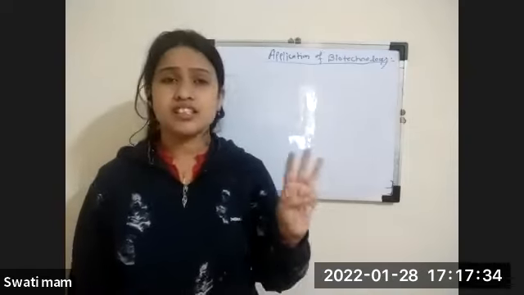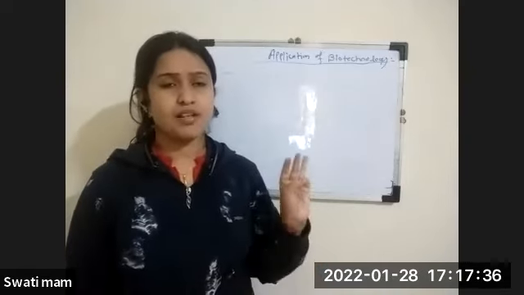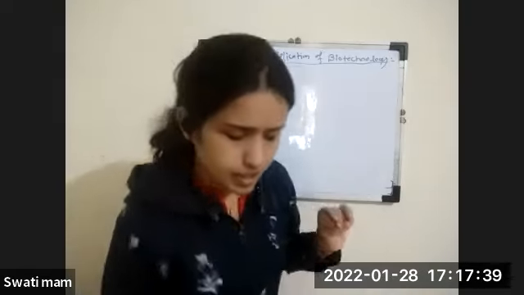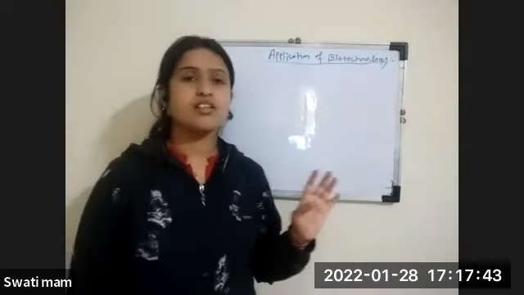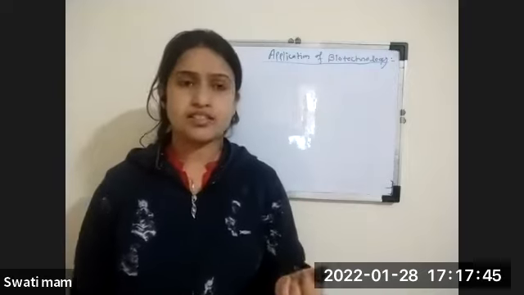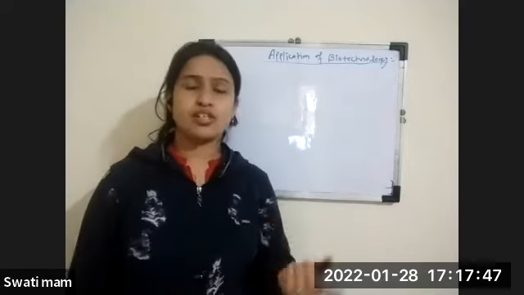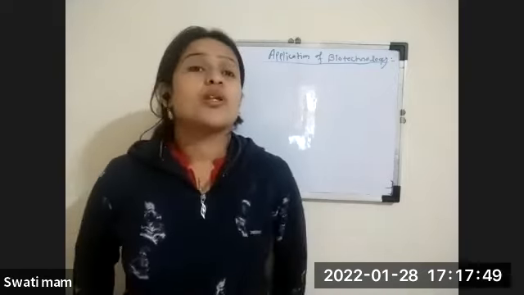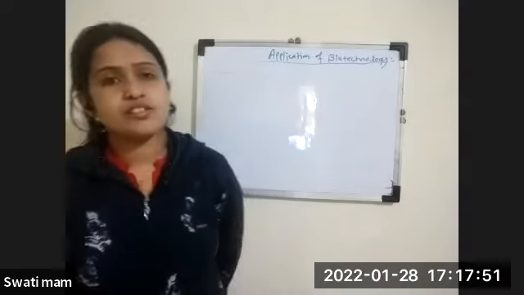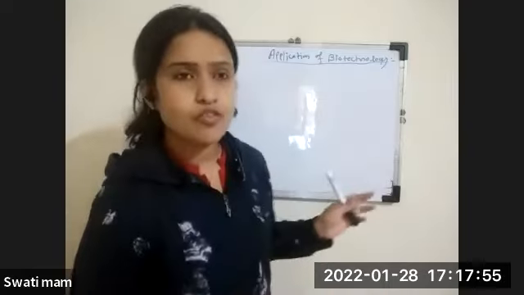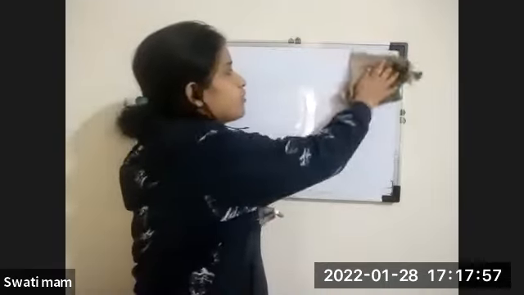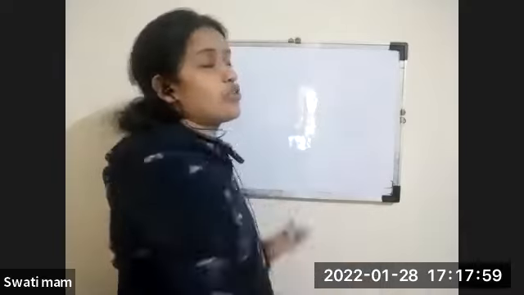Just three terms are remaining, that is bioethics, biopiracy and biomentalism. So in the next lecture we are starting the new chapter, that is molecular basis of inheritance. Before that I will just explain these three terms. Apart from that, we are completing all the topics of biotechnology.